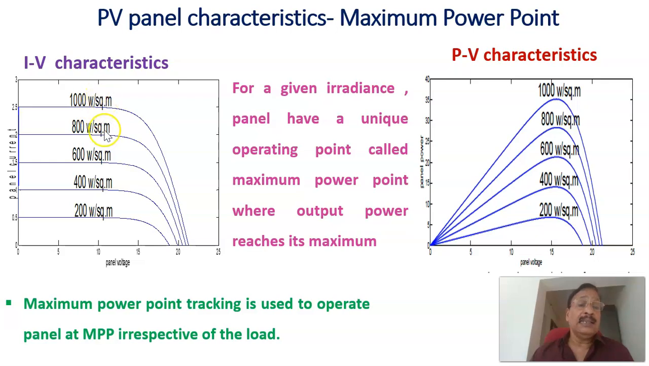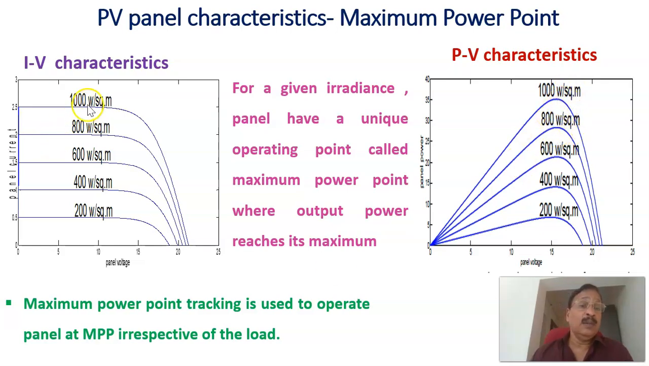Now, as the irradiance changes, for example to 800 watts per meter square, the short circuit current is reduced from that corresponding to 1000. This is the short circuit current. Now the short circuit current has been reduced, and the open circuit voltage is also slightly reducing. Therefore, the reduction in short circuit current is more than the reduction in open circuit voltage. This is the IV characteristics corresponding to an irradiance of 800 watts per meter square, and you can plot the corresponding PV characteristics below that one.